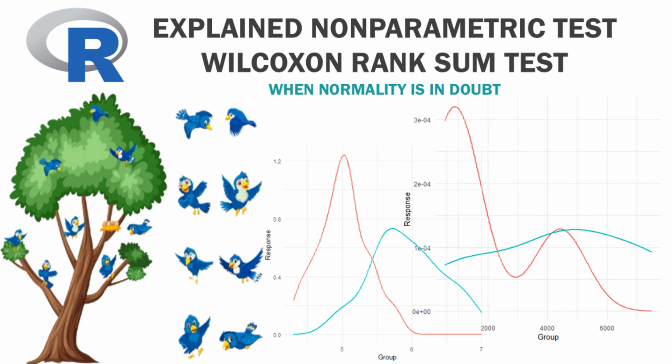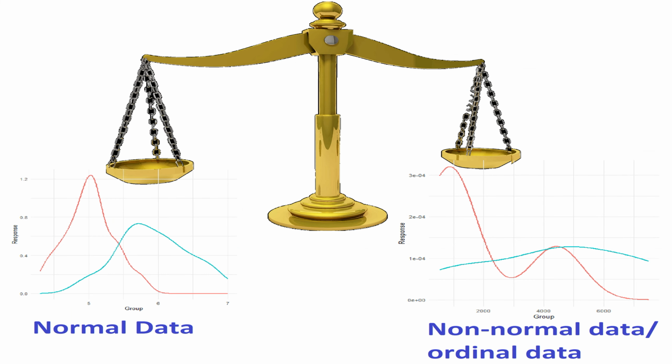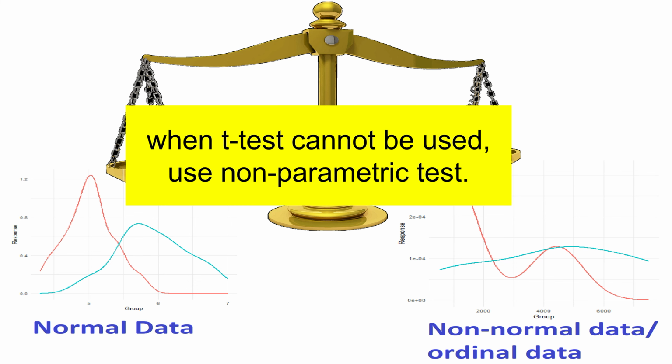Hello everyone, welcome back to our channel where we explore essential statistical methods using R programming. Today, we discuss a common dilemma many researchers face: comparing two groups when the data is not normally distributed, which makes the standard t-test unsuitable.